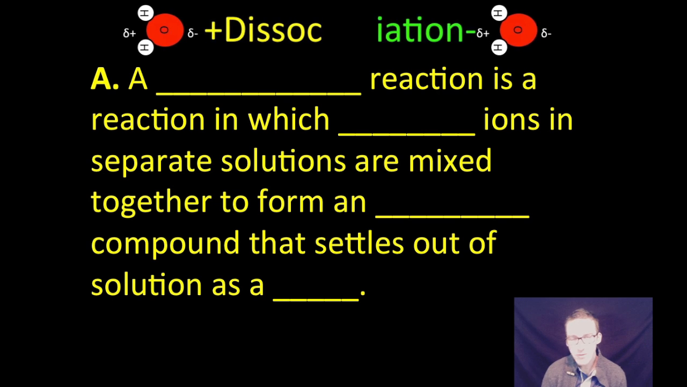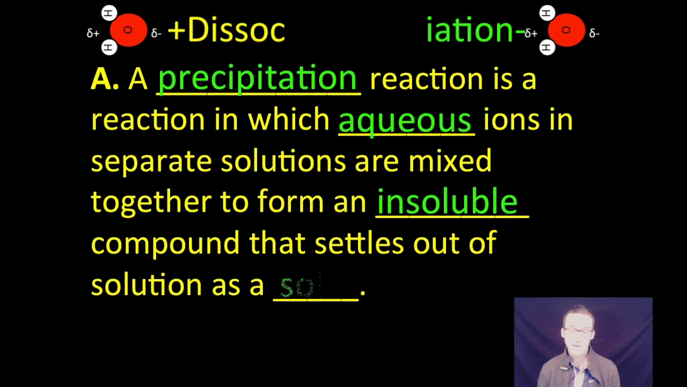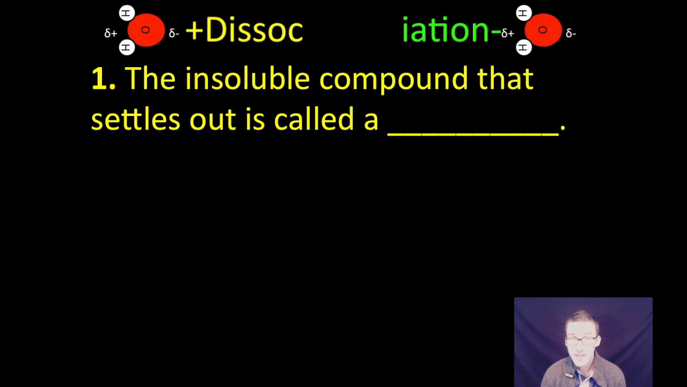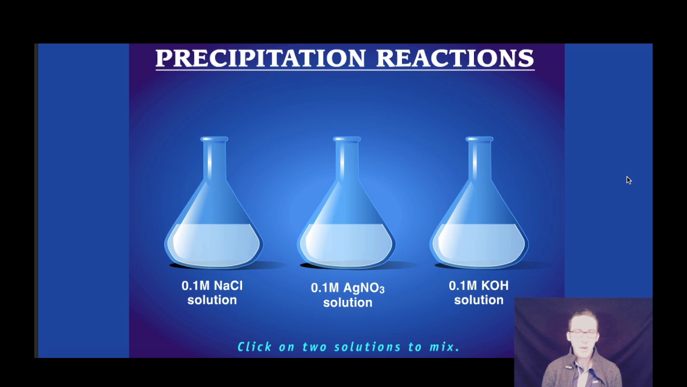So first, something we should already be pretty familiar with, a precipitation reaction. Recall that a precipitation reaction is just a reaction in which aqueous ions, dissolved in water, in separate solutions are mixed together to form an insoluble compound that settles out of solution as a solid. Keep in mind that the insoluble compound that settles out is called a precipitate. So let's take a quick look at a precipitation reaction.